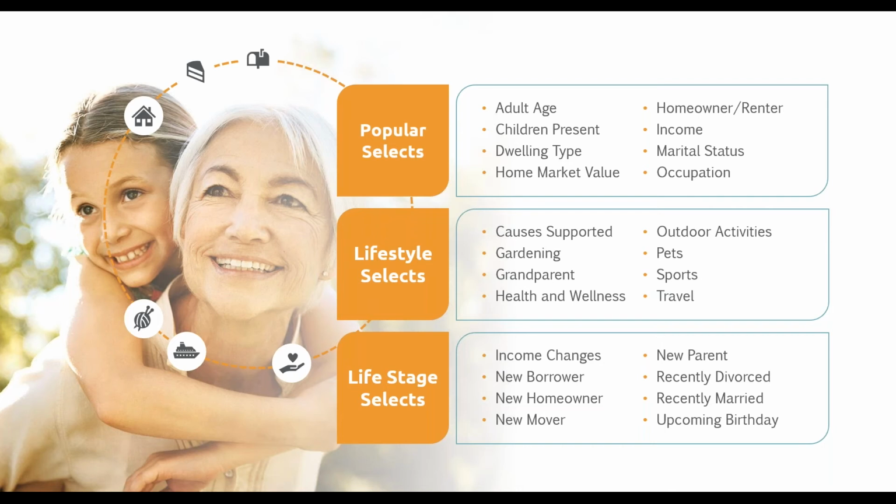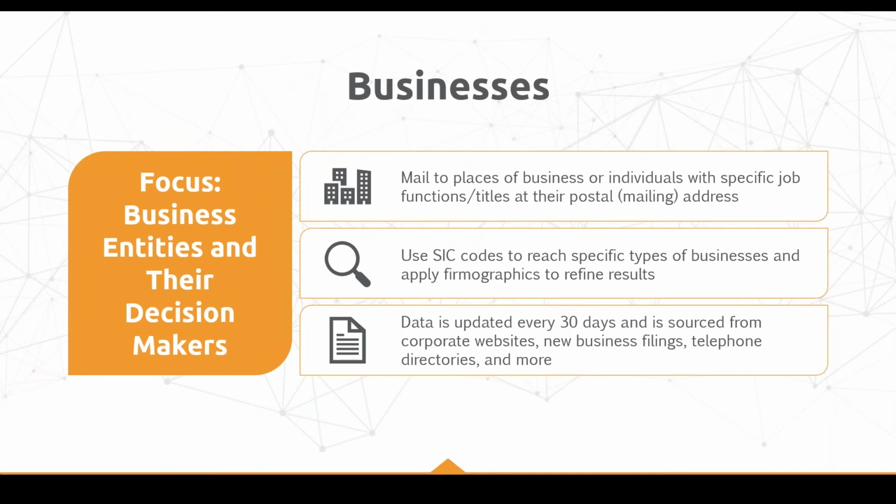The next type of list we're going to talk about is business data. Now, any type of business list that we're working with is going to look at those specific entities and then the actual contacts or those decision makers within that corporation. So if you have an offer that is targeted to specific businesses or decision makers within those businesses, you can actually mail to the place of business. So that address would be for the business, not for the individual at home. But you can select by the various titles that are available.